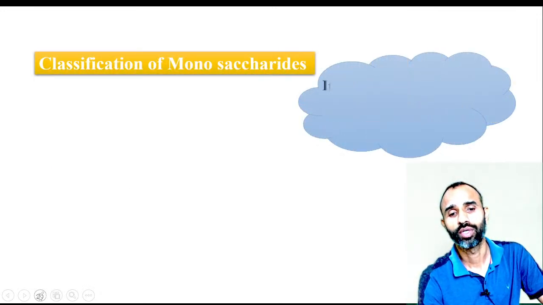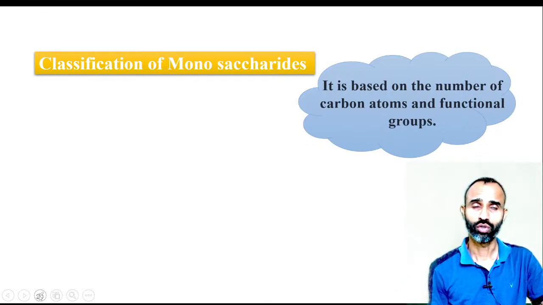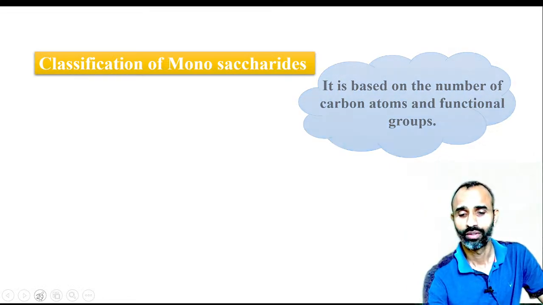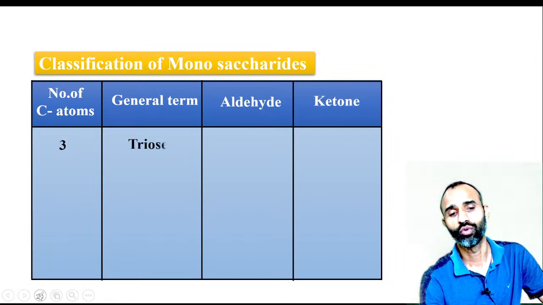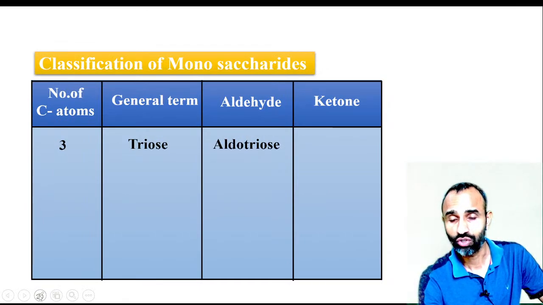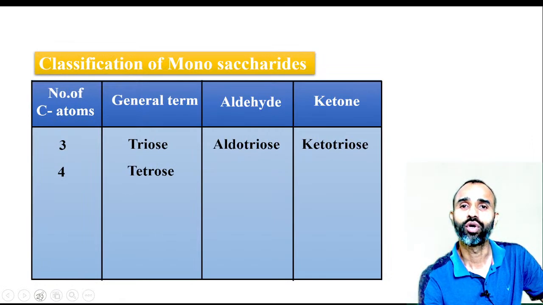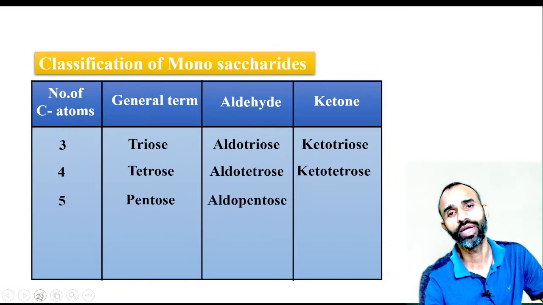Now, monosaccharides can be classified on the basis of the number of carbon atoms and functional groups. There are 2 types of functional groups, either aldehyde or ketone. At least 3 carbons should be there. With 3 carbons, they are known as triose. If there is an aldehyde group, it is called aldotriose. If there is a ketone group, that is called ketotriose. For 4, it is called tetrose, aldotetrose or ketotetrose. Same for pentose, they are either aldopentose or ketopentose.